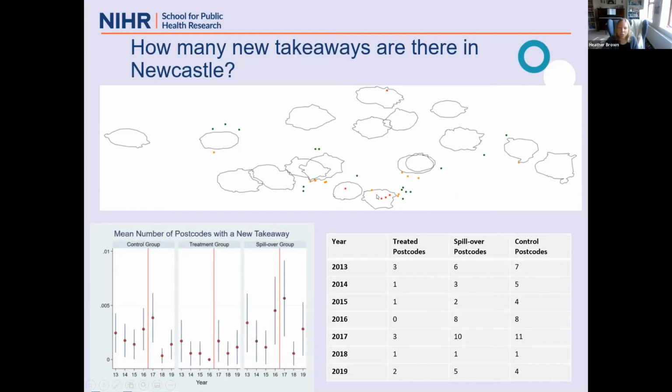So you can notice that 3 have opened in one of the exclusion zones, and that's because there is an exception with the supplementary planning guidance that takeaways can open up in the exclusion zone if they're in a retail zone. So that's a designated area for business. And so you can see that in all the spillover, so close to it, the controls, and in the exclusion zones, there's not many new businesses open.